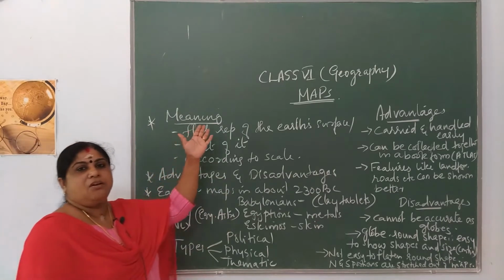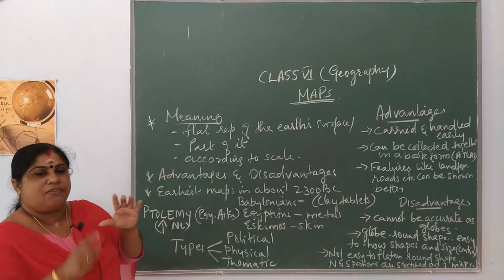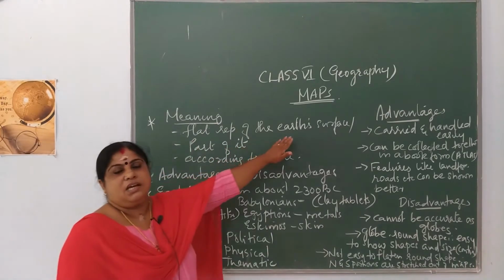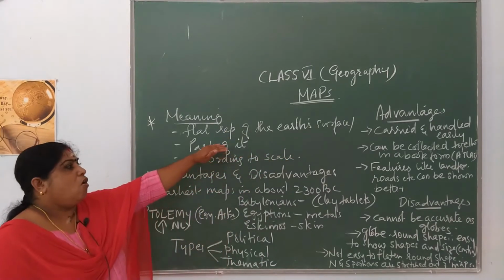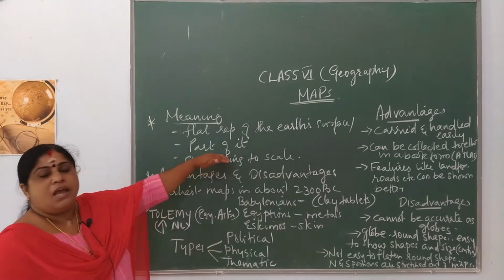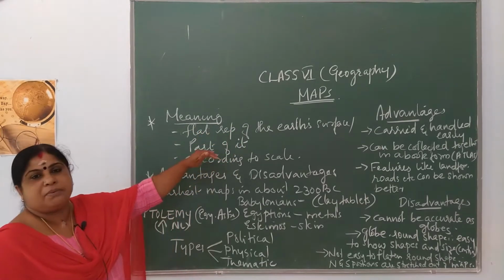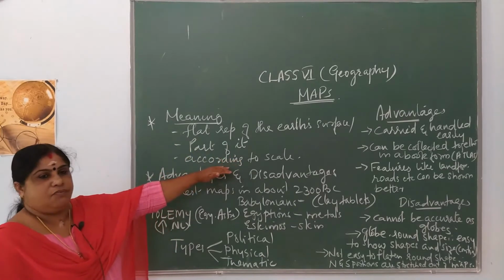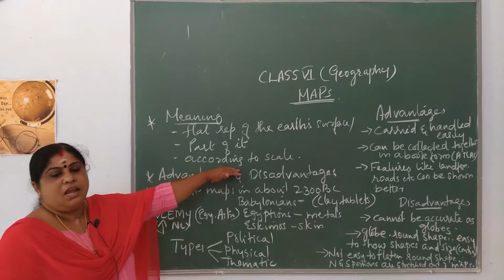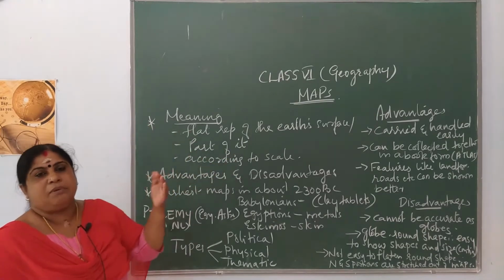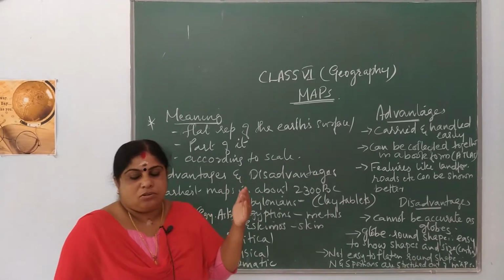So what is the meaning of a map? A map is a flat representation of the earth's surface. Whatever you see on the earth's surface is represented on a flat surface, and you can represent it either wholly, or you can represent a part of the earth's surface. Each and every place is drawn according to a scale. This map can be drawn on a flat paper, you can draw it on a wall, etc. So that is a map.